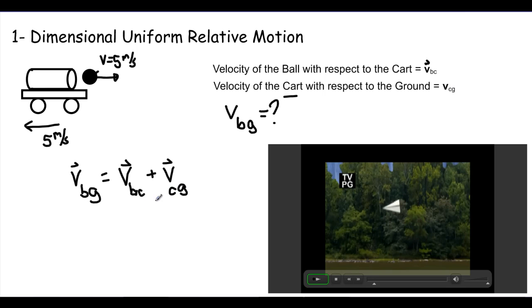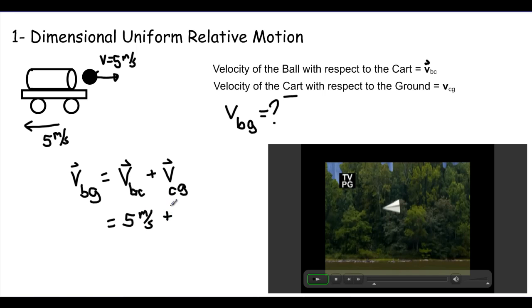So now if you look at this, I have a sandwich with the ball on the outside and the ground on the outside, and then my cart is in the middle. These two in the middle have to agree in order to cancel out. So now if I fill this out, here's the velocity of the ball with respect to the cart, and it's going to the right. So I'm going to leave that positive. So it's going to be 5 meters per second.